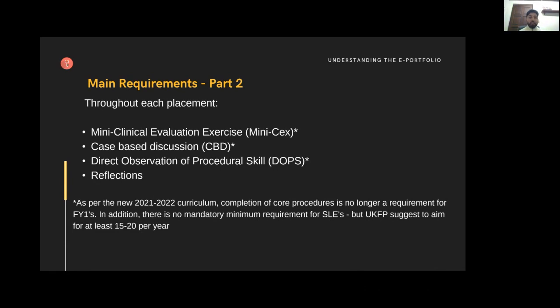In addition, there is no mandatory minimum requirement for SLEs, or supervised learning events. However, the UKFP suggests aiming for about 15 to 20 a year. I think this year I did about 20 and that was fine. So aim for about 20, slightly above the minimum, and you should be good.